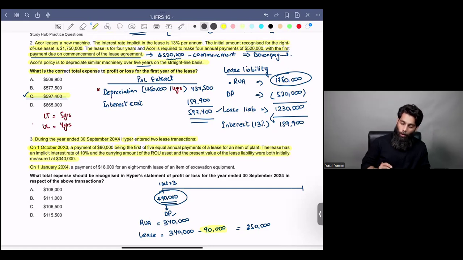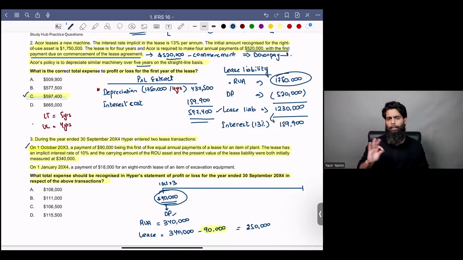Agreed? Now, your examiner is saying what total expense should be recognized in P&L for the year ended September 20X4 in respect of the above transactions. Now, we are only looking at the first transaction for now. The first lease. If we are thinking what would go into the P&L, then with regards to right to use asset, you will be calculating depreciation, and this depreciation should be calculated as: you have an asset of 340,000.